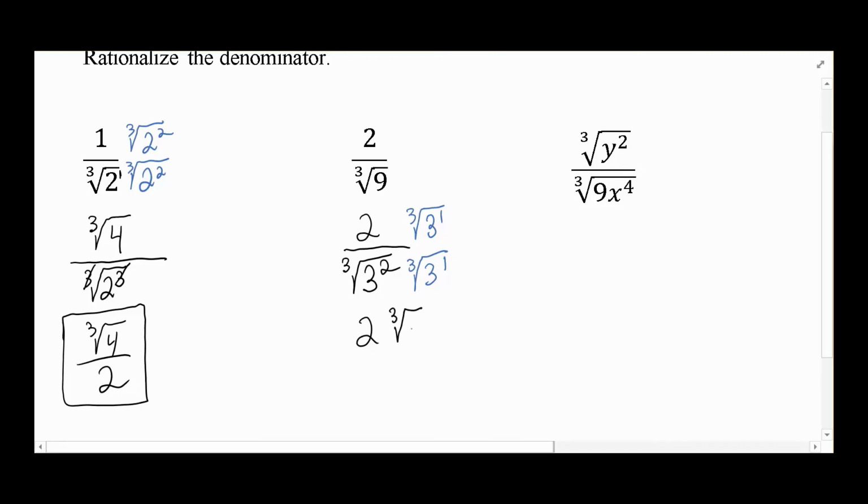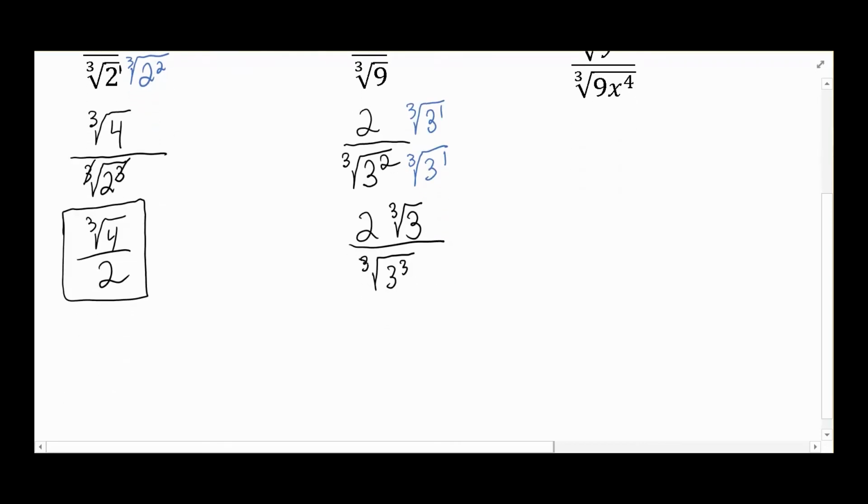So in the top, I have 2 cube roots of 3. And in the bottom, I've got the cube root of 3 cubed. But again, the cube root and the cube undo one another, so that all I'm left with is a 3 in the bottom. And now I've rationalized the denominator.